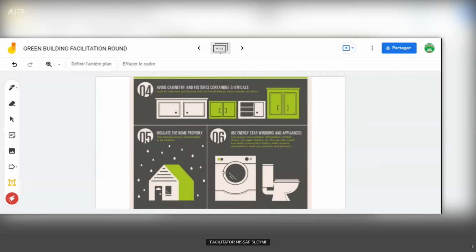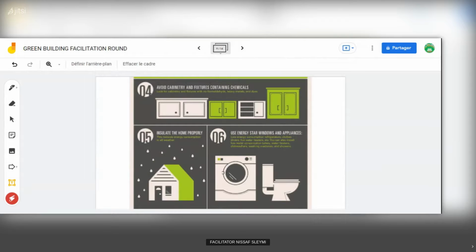So step number 6, we see in this graphic, it's about efficient facilities. It's to use Energy Star windows and appliances. It's very important to use this kind of energy. Why? Because refrigerators, clothes dryers, washing machines, also hot water heaters, consume a lot of energy. So we have to align with low energy consumption equipment.